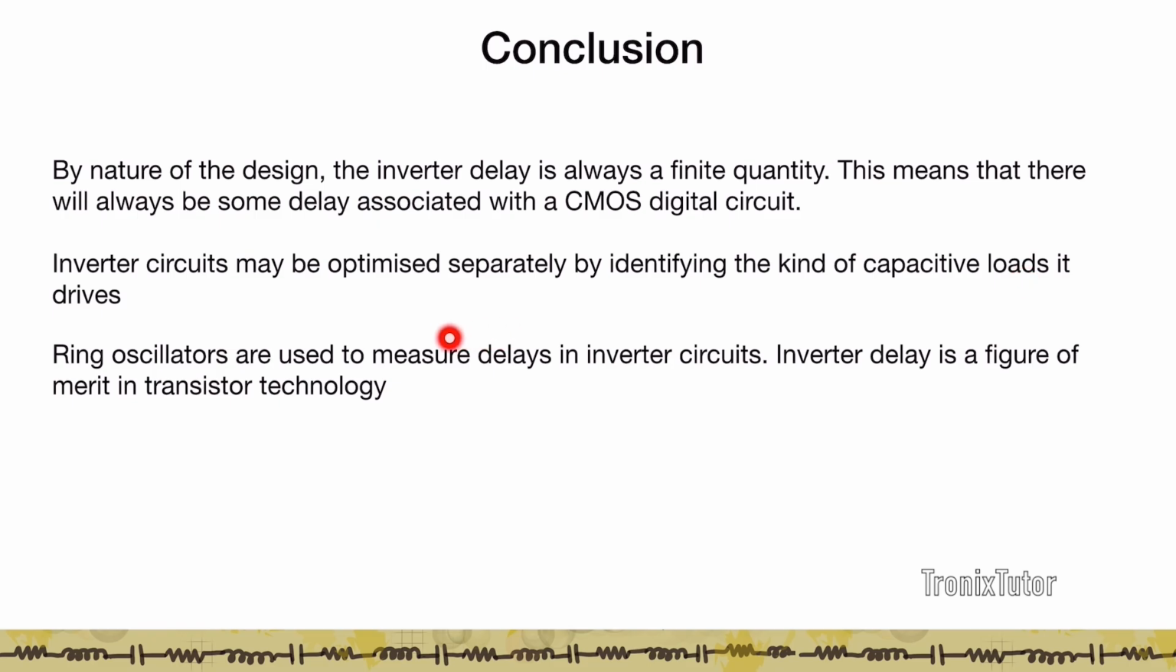Finally, when we want to measure delays, we normally use what are known as ring oscillators, which we place on test chips, and these give us a good measure of the inverter delay. It also gives us a good metric to use for all delays when we want to think about large scale digital systems.